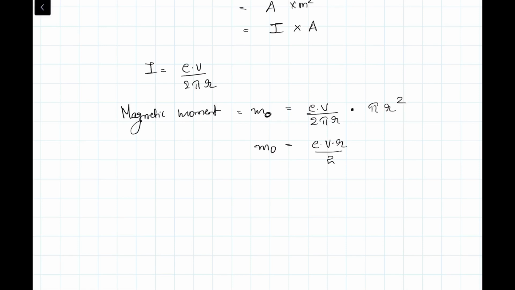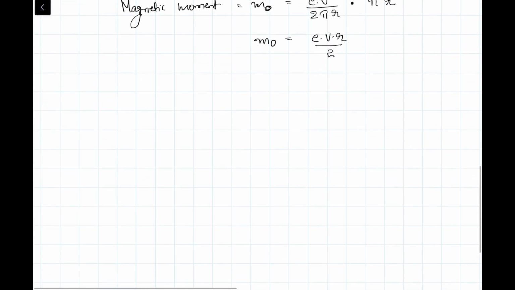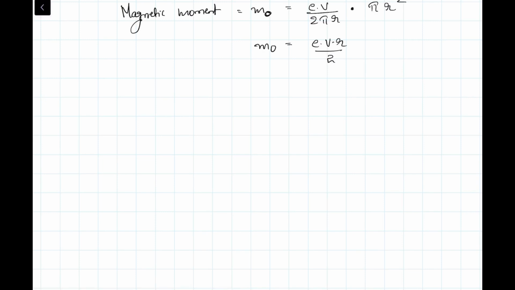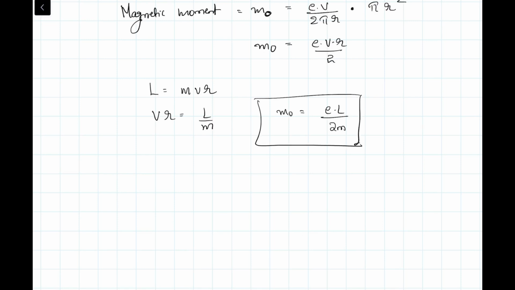Remember, it's not momentum, it is moment. Now we know that in any case of circular motion, angular momentum remains constant, which is L equal to m into V into r, from which you get V into r equal to L by m. Substituting in the orbital magnetic moment, you get m0 equal to E into L by 2m. This is the orbital magnetic moment of an electron.